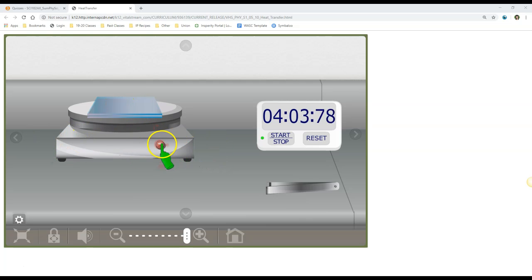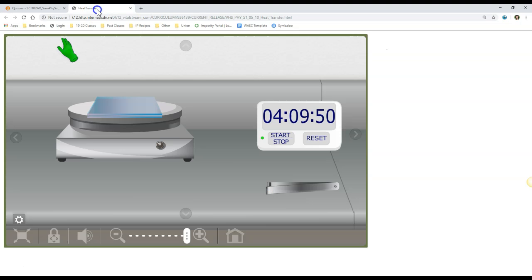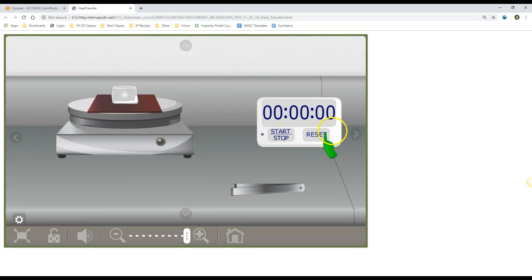All right, so that should have been written for the air between glass. That was the one that we just did. Again, make sure you have minutes, seconds, milliseconds. All right, so let me go ahead and reset that, and we are going to do our last one, which is the brick. Okay, pop that on there, pop the ice on there, drop that down, and we are going to do this one last time. Hopefully this one's a little bit faster. Here we go.